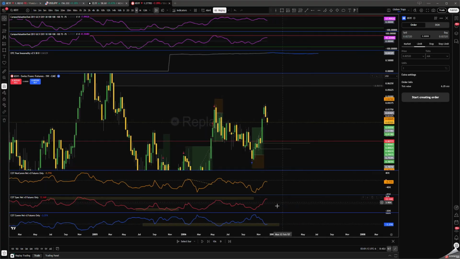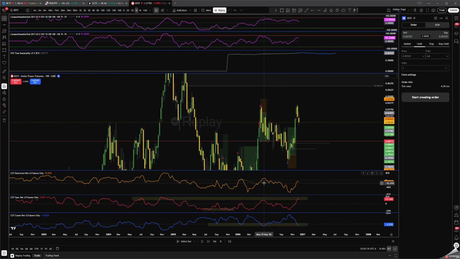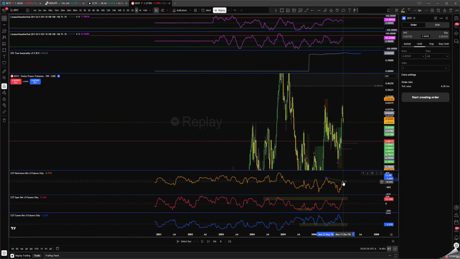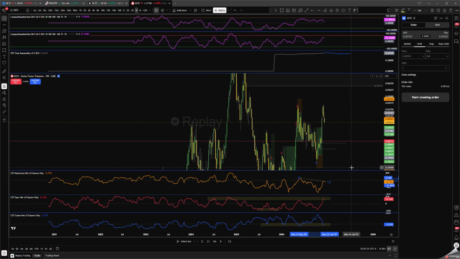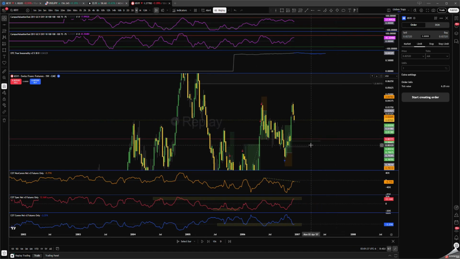Okay, so we want to sell. Fund manager divergence right here. It made the same high, yet there's a high here and then another low. So you're expecting the price to go down.